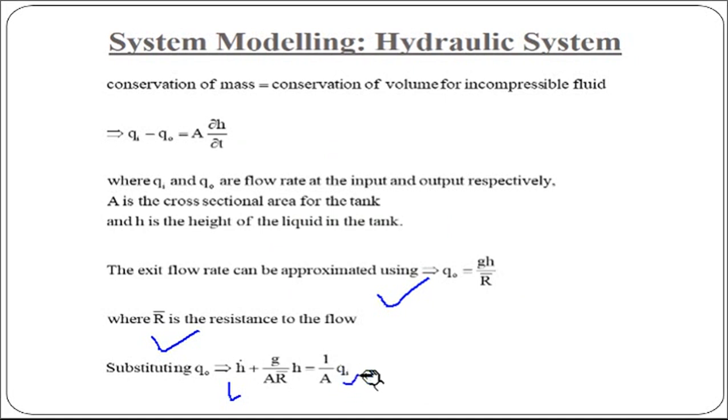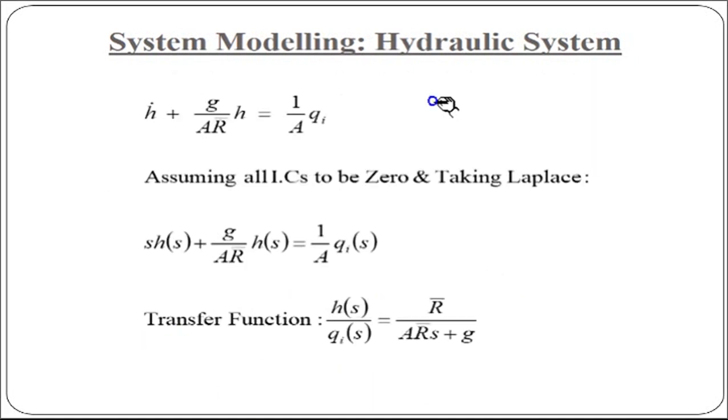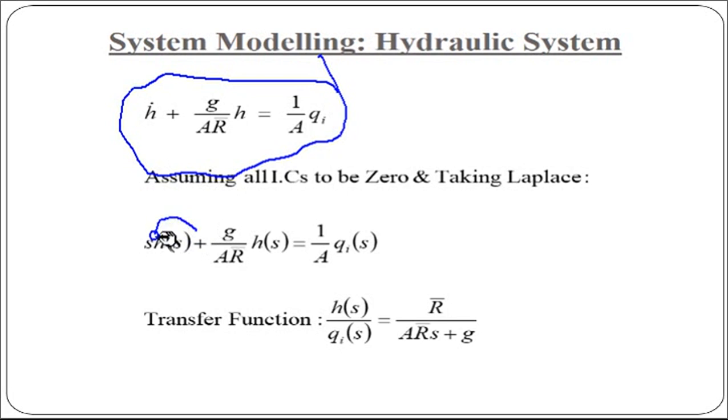So if you have to convert the system model into the mechatronics system, for that we have to first convert the physical system. So what is the physical system? Conservation of mass is equal to conservation of the volume of the incompressible fluid.